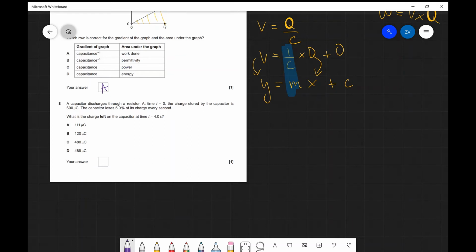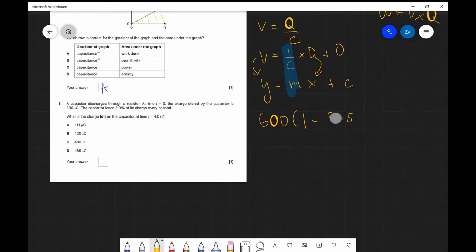Okay, well, we can do this a number of different ways. We can use the exponential formula. However, this is going to be quite time consuming. Probably by far the best way of tackling this question is if we just know the compound interest formula really, but we can calculate the charge left on the capacitor just simply using our initial amount, 600, multiplied by 1 minus the amount that we're losing, which is 5%, which is 0.05.